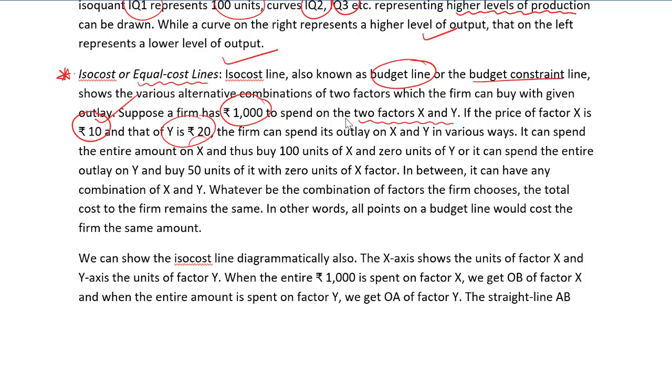It can spend the entire amount on X and buy 100 units, 100 multiplied by 10 equals 1000, and 0 units of Y. This could be a combination. It can also spend the entire outlay on Y and can buy 50 units, 50 units multiplied by 20 equals 1000, and 0 units of X. In between, it can have many combinations of X and Y. Whatever the combination of factors the firm chooses, the total cost of the firm remains the same. In other words, all the points on the budget line cost the same amount.